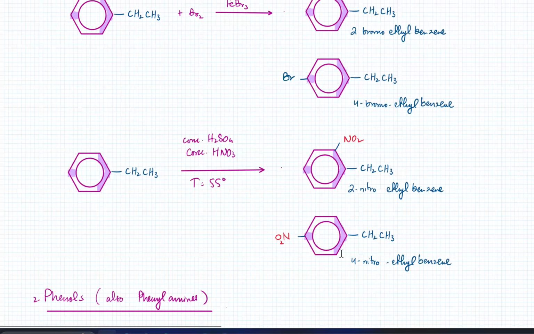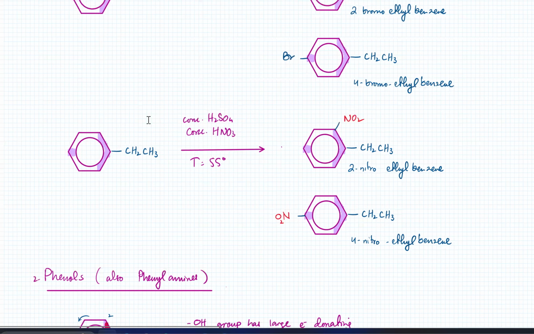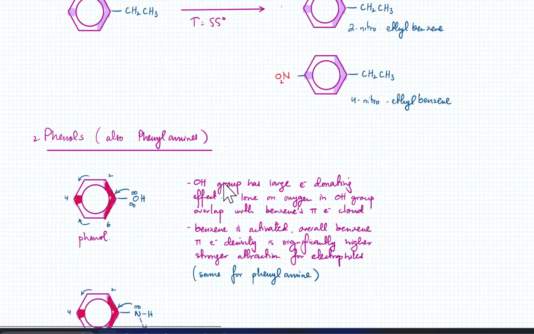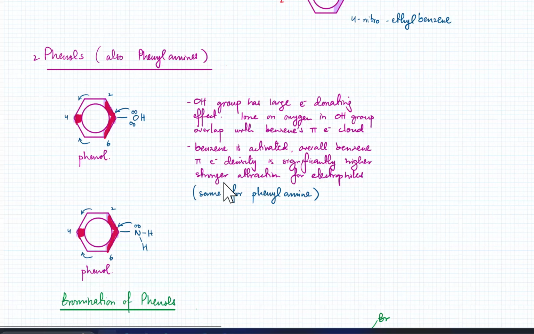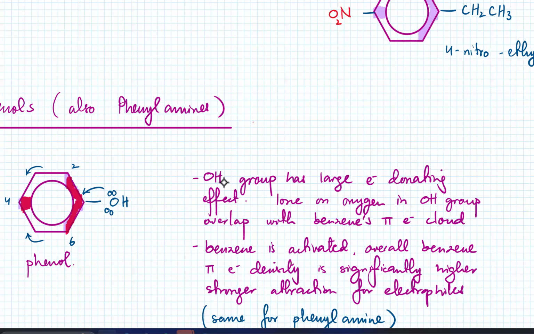Same with nitration. The electrophile NO2 will be more attracted to positions 2 and 4, okay? And then you had phenols and phenylamines. They were groups that were also 2,4,6 directing. Okay? I'll write it here that they were also 2,4 directing groups.